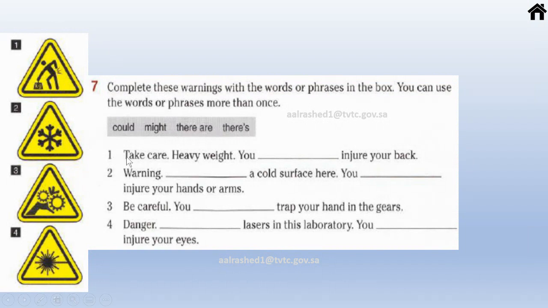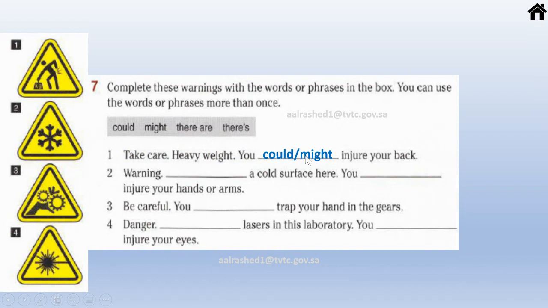Look at number 1. Take care. Heavy weight, 100 kilograms and more. You injure your back. Injure. So we have a possibility. We don't know. If you lift a heavy object, we don't know. You might or you might not injure yourself. So the answer would be could and might. As we said before, could and might have the same meaning, so I could use both of them.